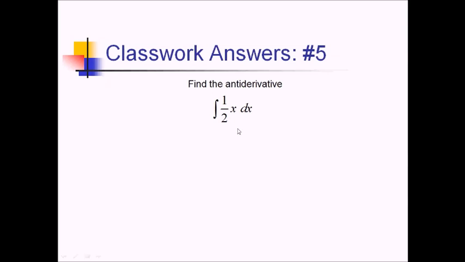On this problem, we're going to use the reverse power rule. This is x to the 1. That bumps up to a 2. And then we're multiplying by the reciprocal of that, by 1/2. So this will end up being 1/4 x to the 2nd plus c.